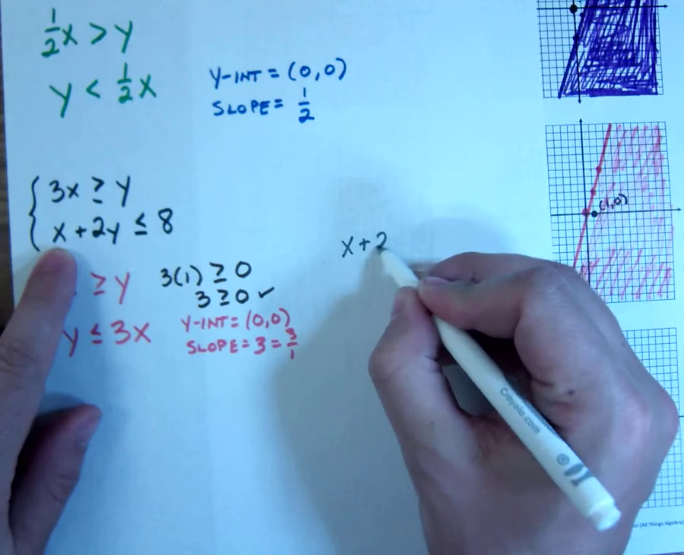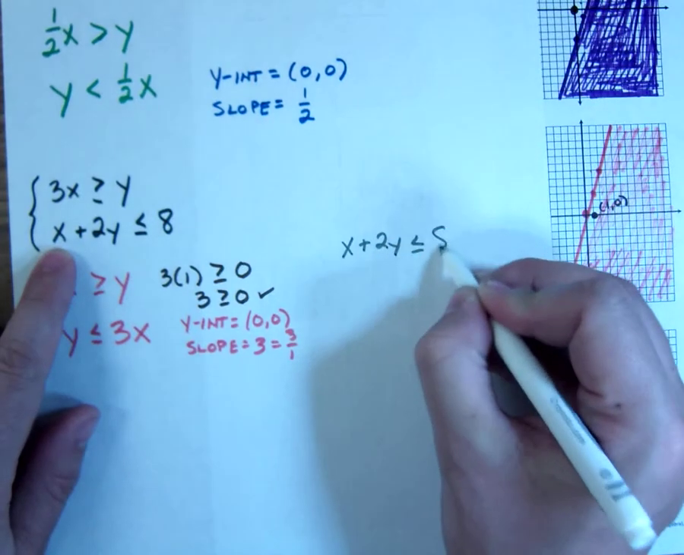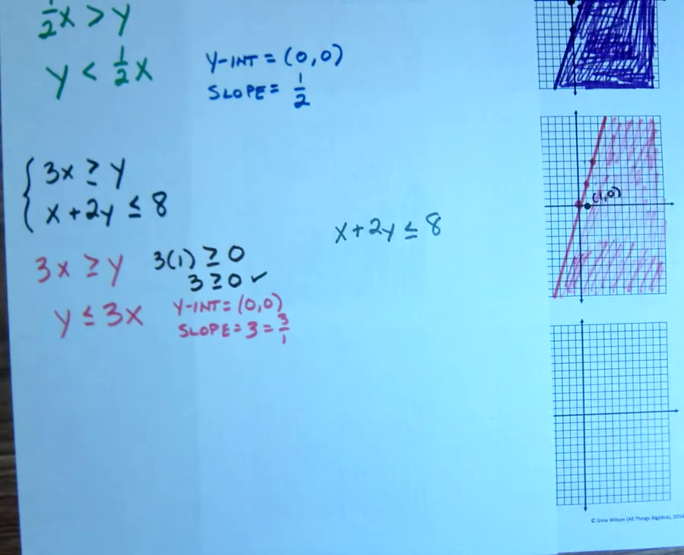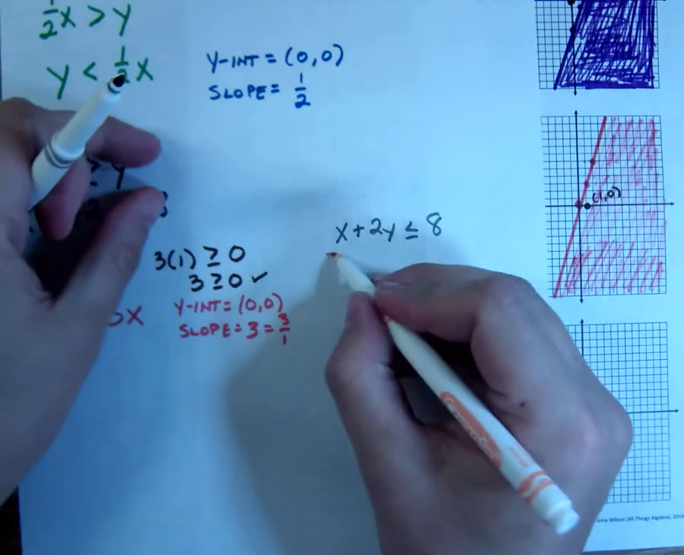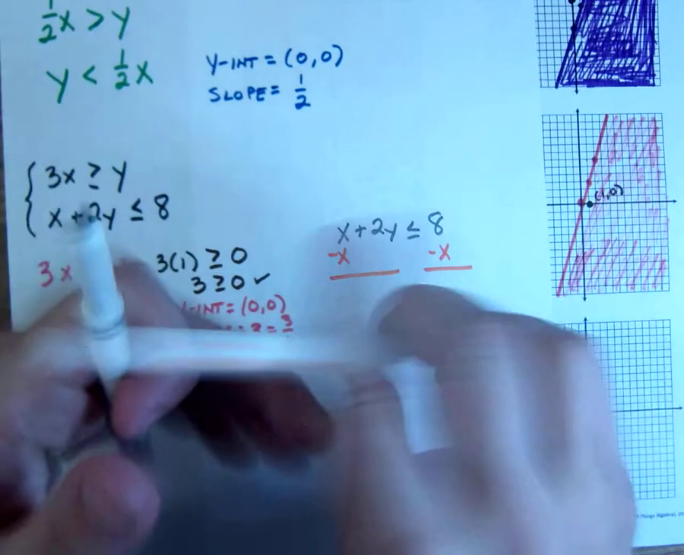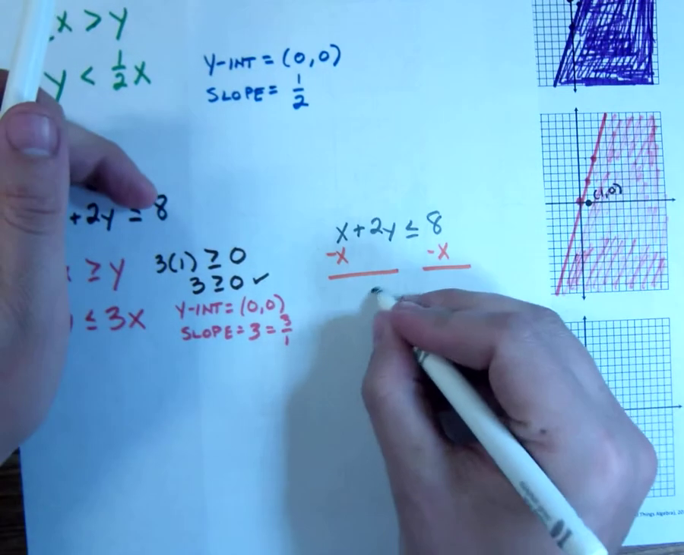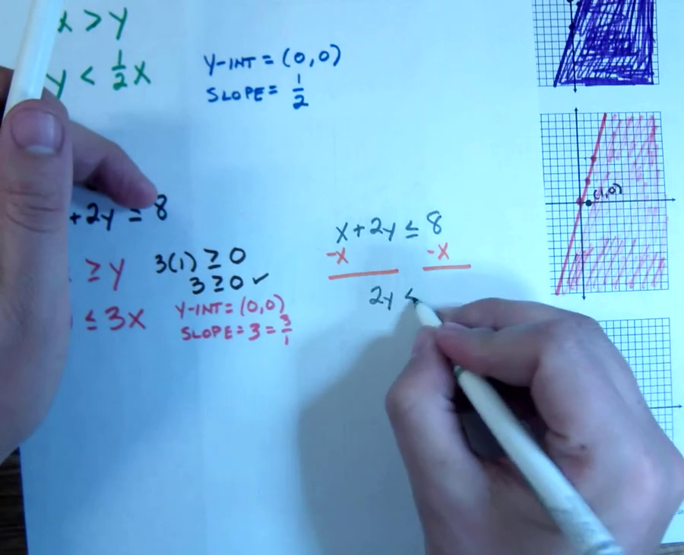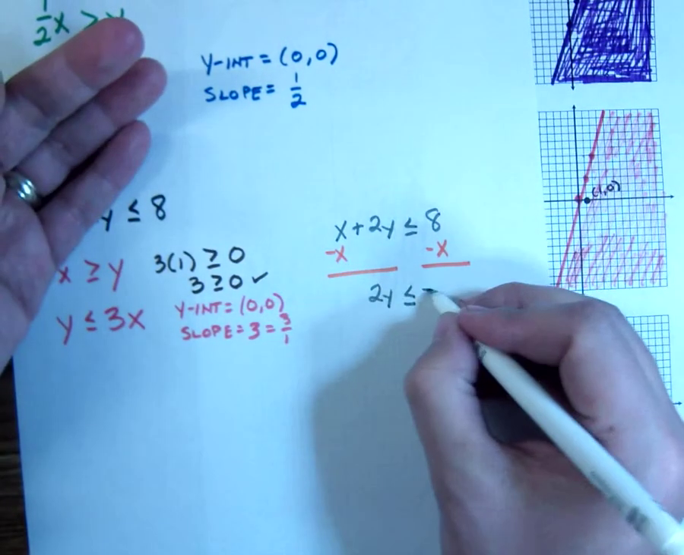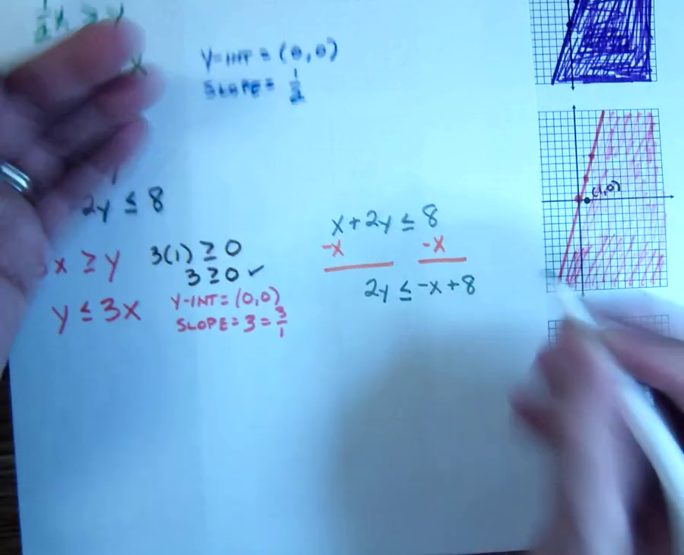Okay, let's try this one now. X plus 2y is less than or equal to 8. Unfortunately, that one is not solved for y, so we got a little bit of work we have to do. For example, I'll subtract the x on both sides. That seems like a good plan. So we get 2y is less than or equal to negative x plus 8.